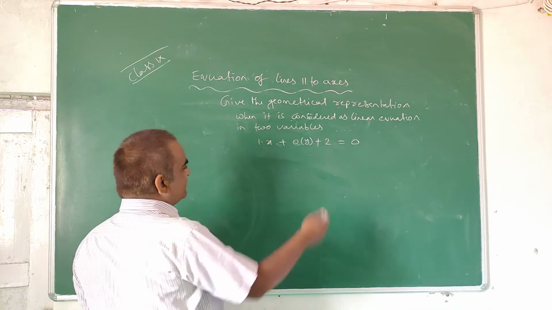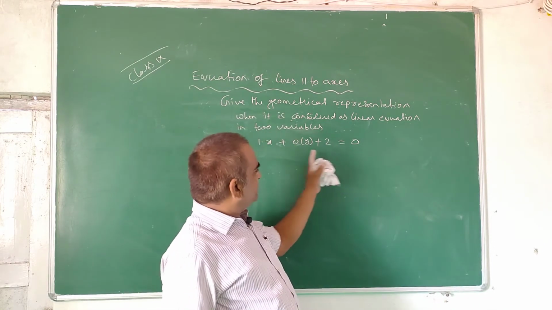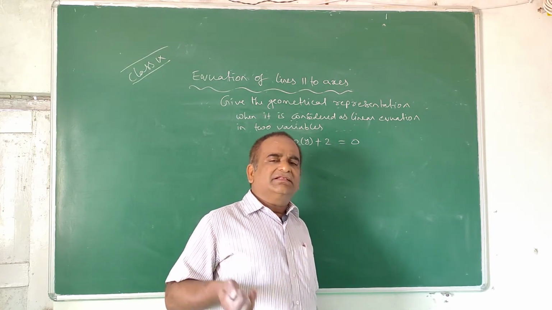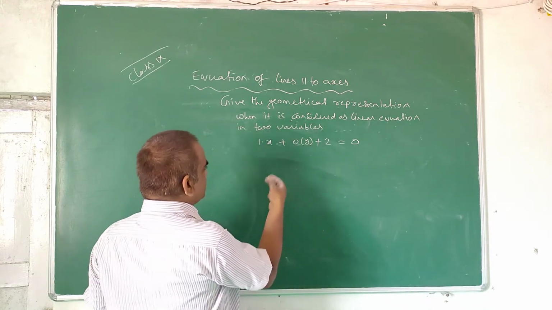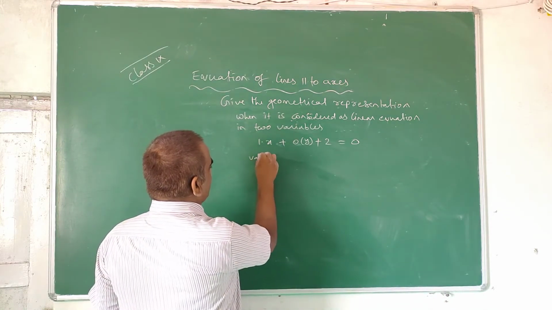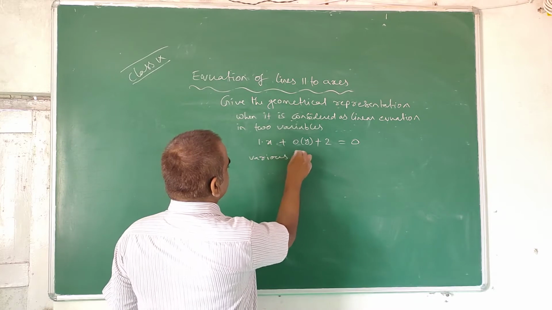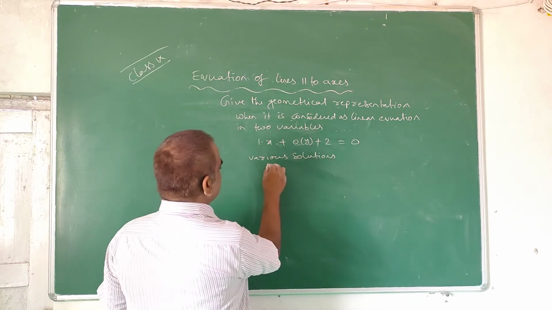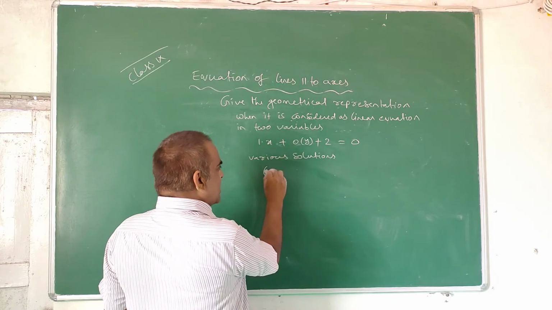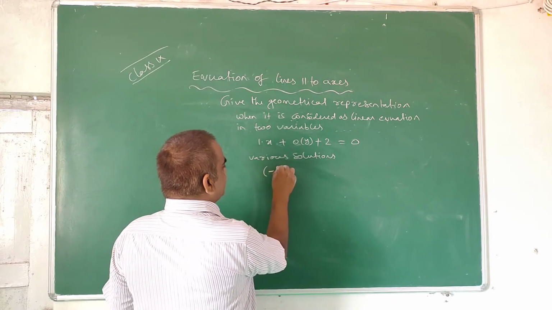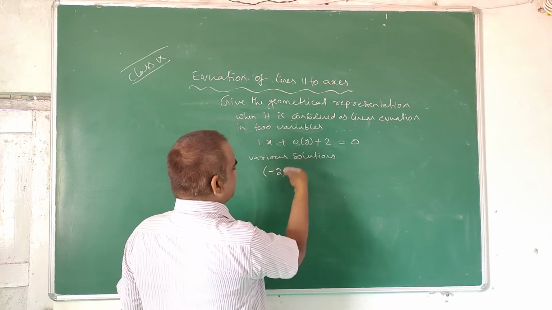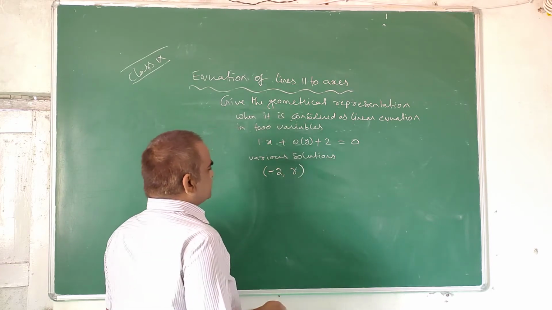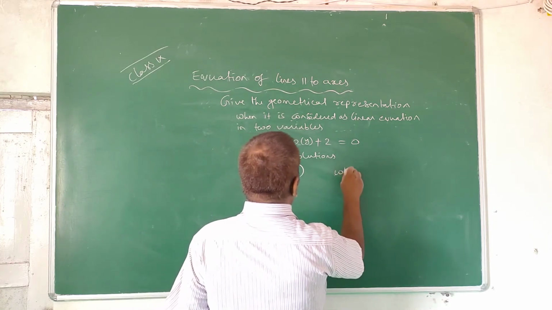Now if you draw the graph of this equation, you will get various solutions. Among all these solutions, the x value minus 2 will remain the same and y keeps on changing. You can take any real number, say r, where r belongs to R.